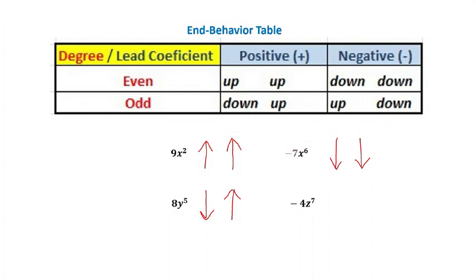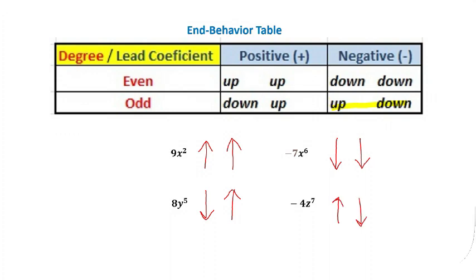The last example I have is negative 4z to the seventh power. 7 is an odd number, and negative 4 is a negative number. So you would be in this section here. On the left side, your end behavior would be up, and on the right side, your end behavior would be down.